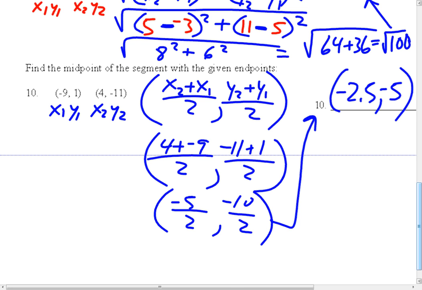Any questions on those two? All fairly simple. It's just detail work. It's substitution. Keep that in your notes.